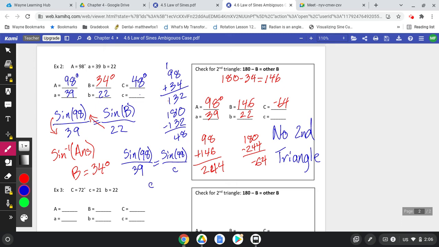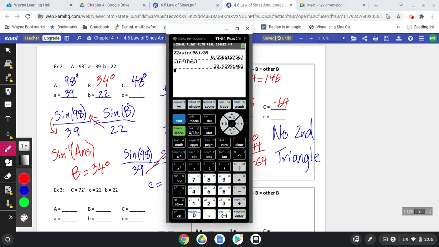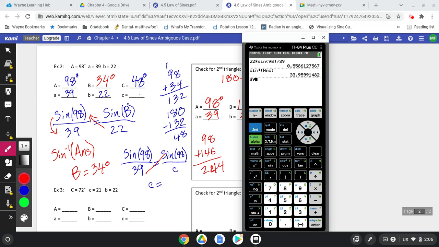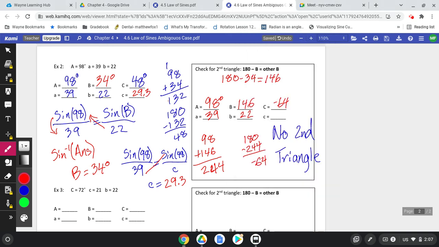We'll cross multiply, divide. Just make sure when you cross multiply, these are the two you multiply together, and then divide by the sine of 98. So we'll do 39 times the sine of 48, and then take that divided by the sine of 98. And we get 29.26. So if we round to the nearest tenth, 29.3. All right. That was our second situation.